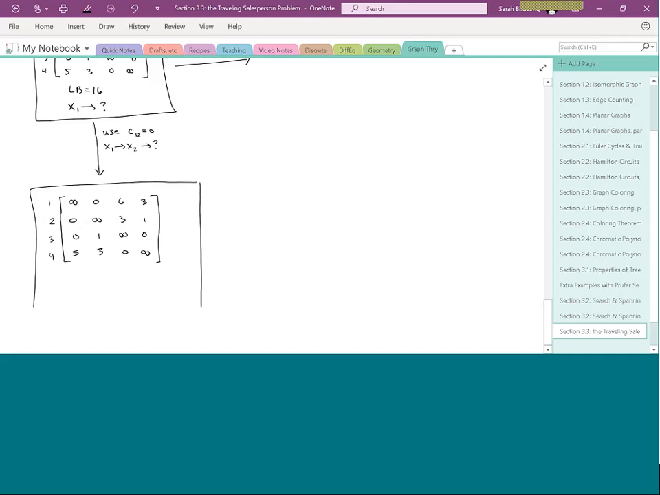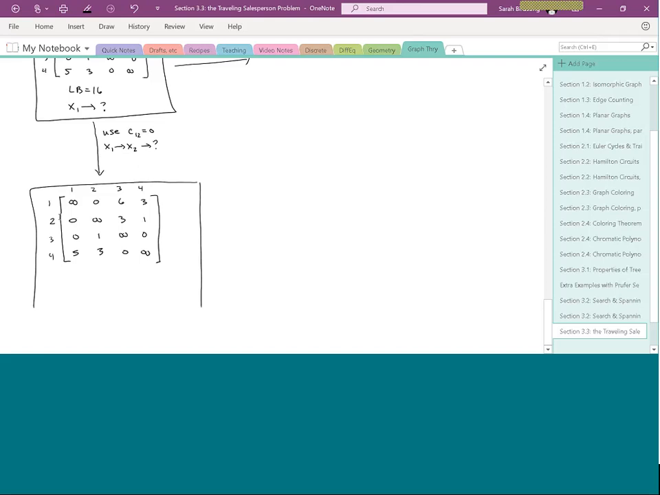Now, would that actually yield us a Hamilton circuit? What do you guys think? If we selected this guy, it would give us a circuit for sure, but would it give us a Hamilton circuit if we went city 1, city 2, and directly back to city 1? Turns out it wouldn't, because we wouldn't get to all of the cities.